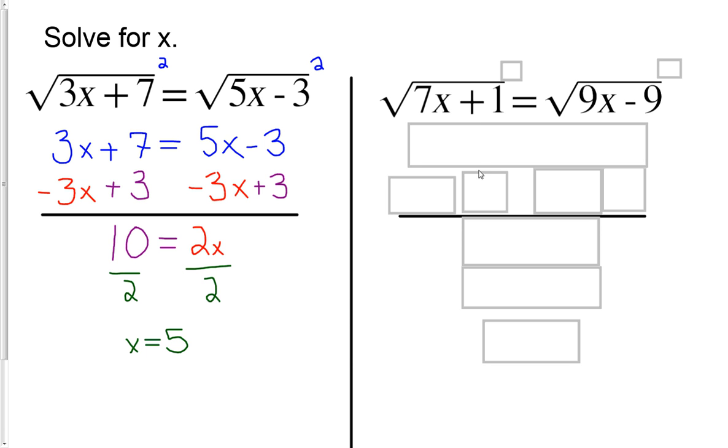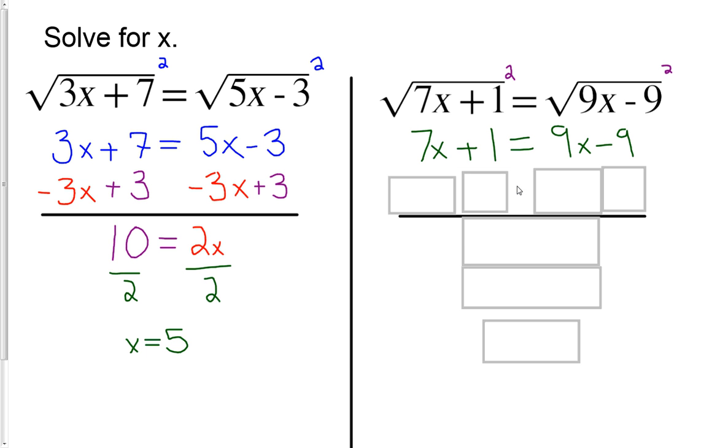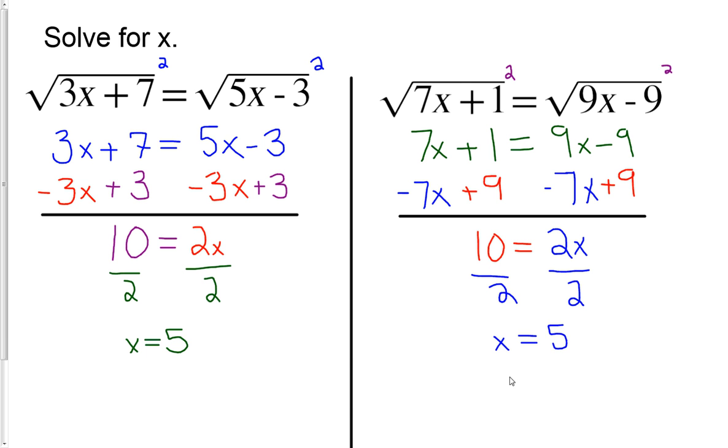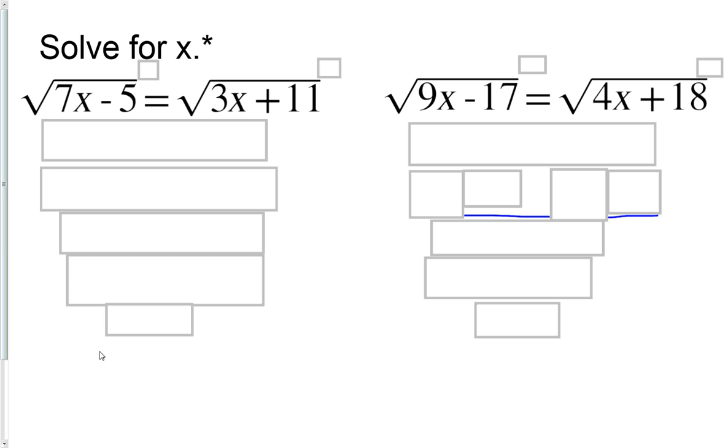Next one, square root of 7x plus 1 equals the square root of 9x minus 9. Squaring both sides, so 7x plus 1 equals 9x minus 9. Moving the 7x first, minus 7x to both sides, adding 9 to both sides, and again we get 2x is 10, and x is 5. Really like the numbers 5 and 10 this lesson. Next slide. You get the pattern, try these on your own, and unpause once you have it.